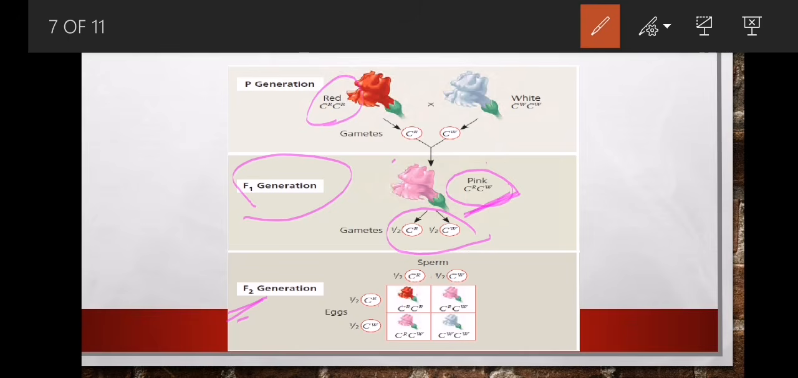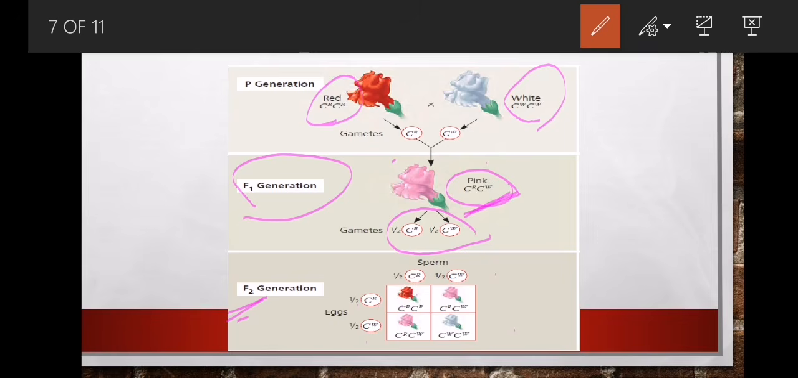They've crossed CW, CR, CR, CW, it means what is the color? It's pink. They've crossed CW, CW, then we get CW, CW again. What is the color? It's white.